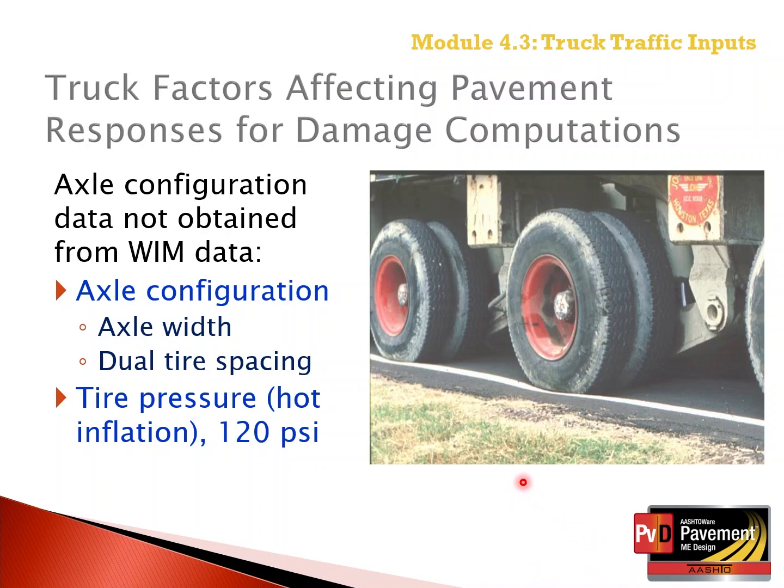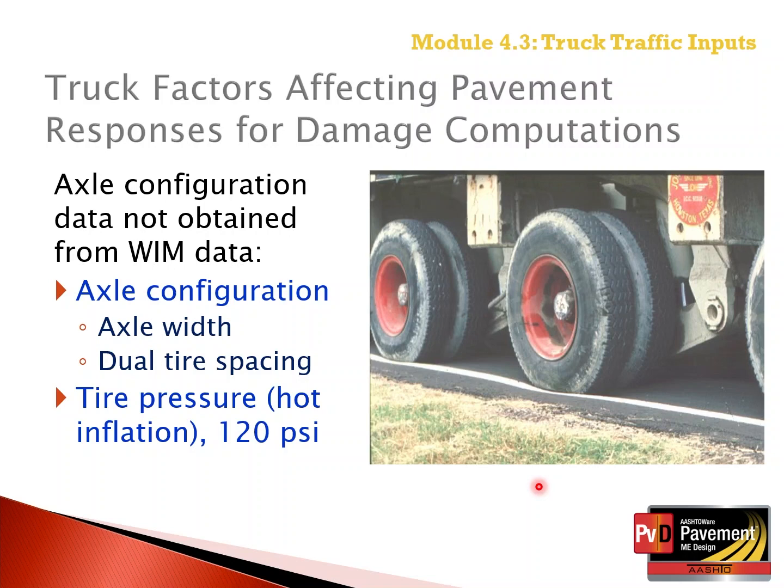So this slide shows and lists the truck factors that have an effect on pavement performance but are not obtained from WIM data. The default values for these input variables were obtained from truck and tire manufacturers for the common trucks in use on the roadways in North America. So they may not be applicable to special trucks. The default values represent the average values, which were obtained from the more common trucks and more of the common tire types that are used on those trucks.